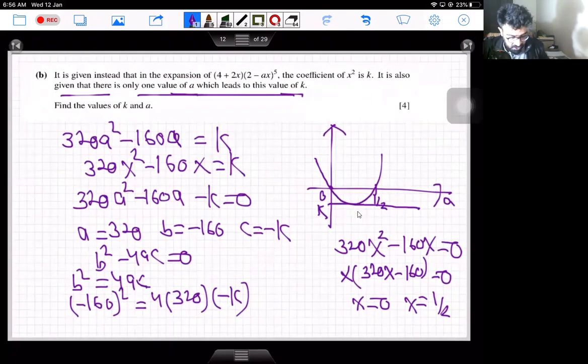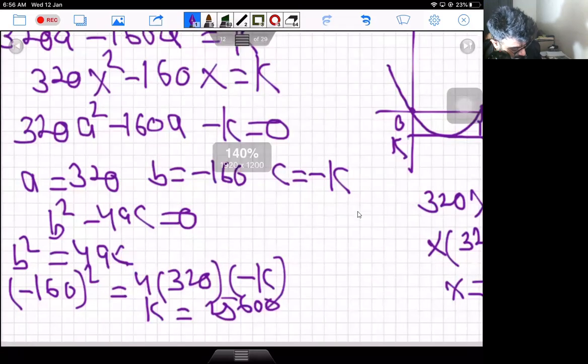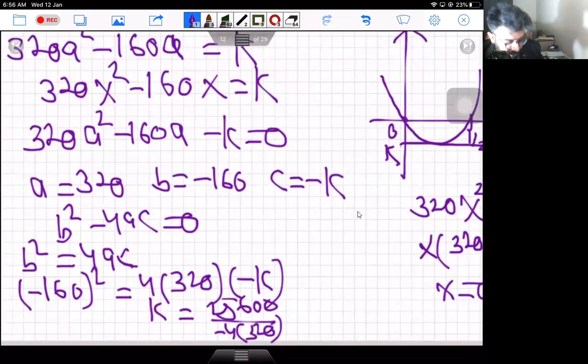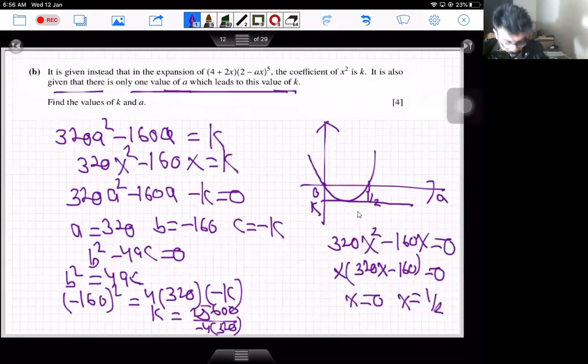So minus 160 squared, this is 25,600. I'm just going to write it like this. Okay, k is equals to 25,600 divided by minus 4 times 320. Definitely the k value is supposed to be negative, as we have seen. 25,600 divided by minus 4 times 320. The value of k is minus 20.